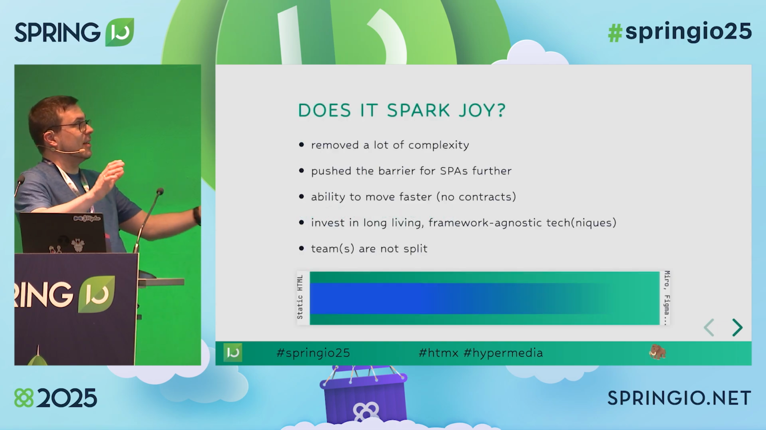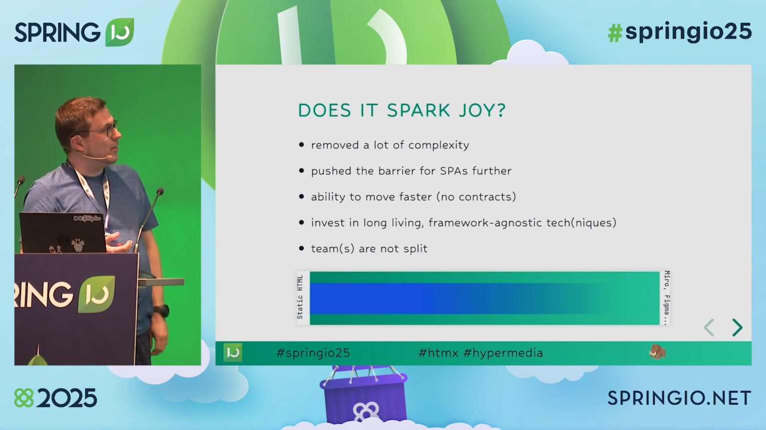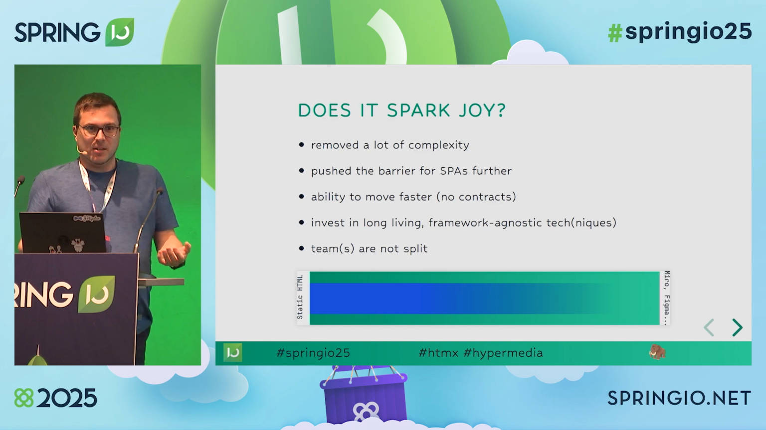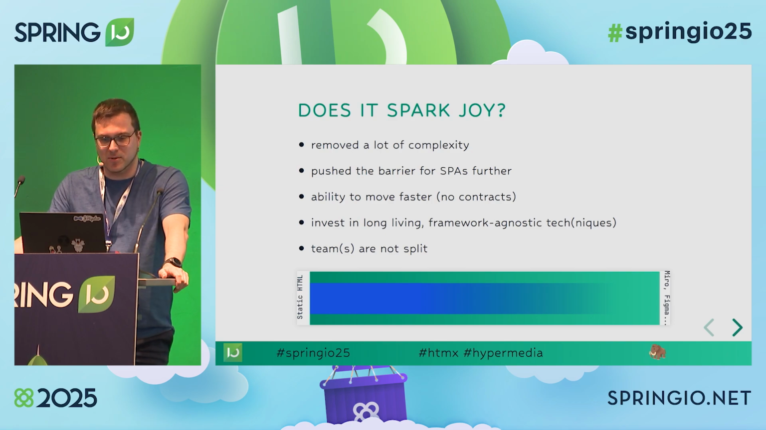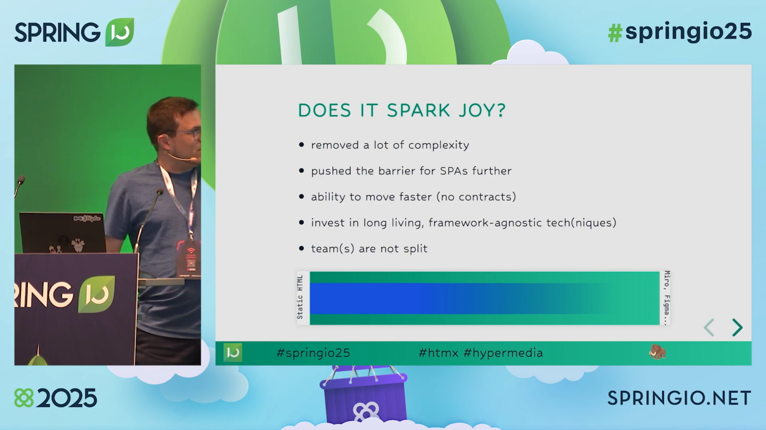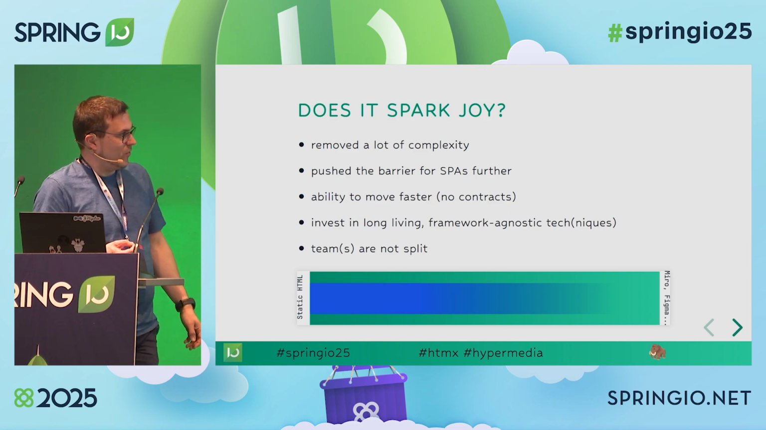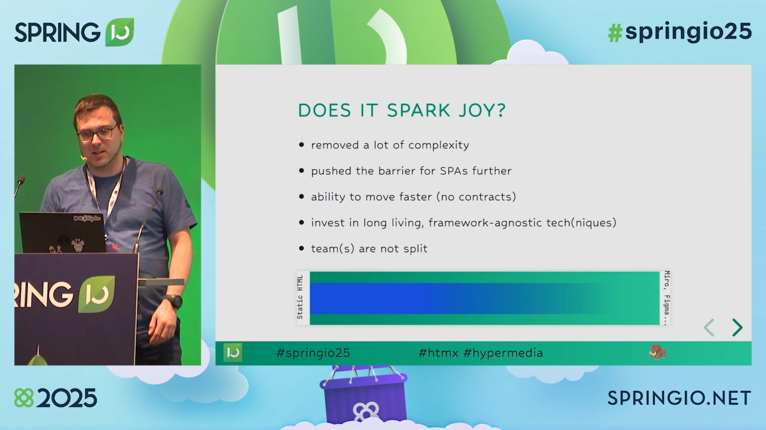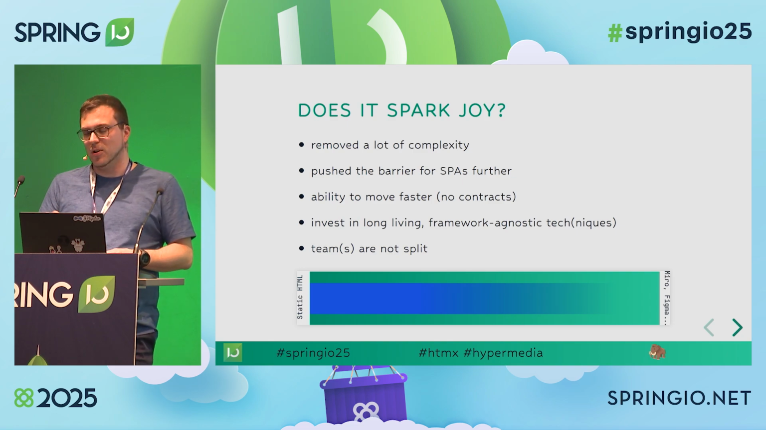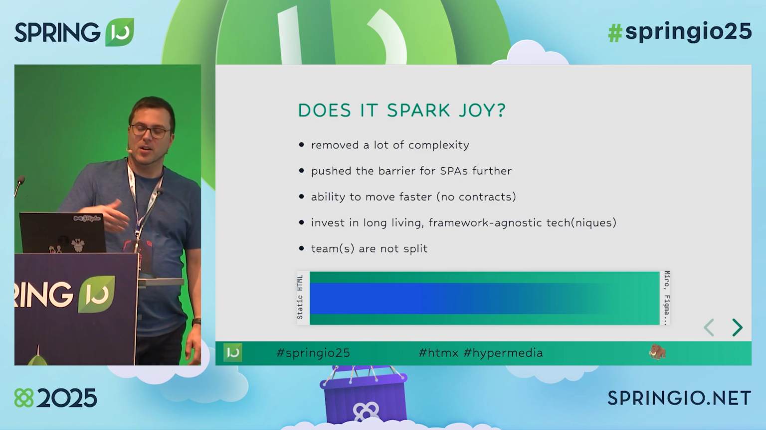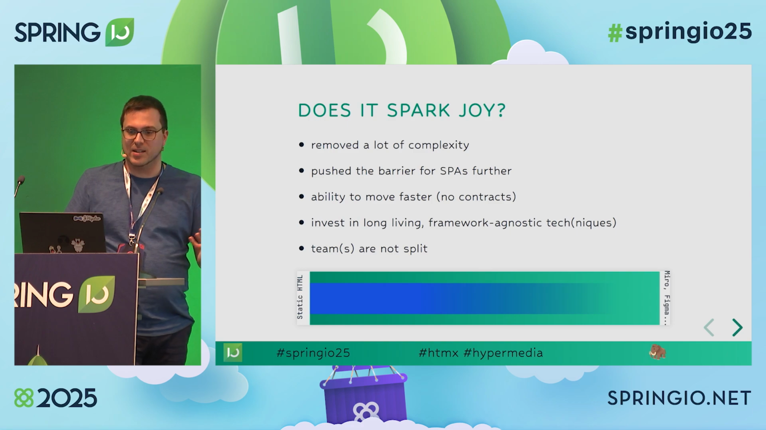So, conclusion. Does it spark joy? Yes, I would say so. What have we achieved? We removed a lot of complexity, right? We have just kicked out the whole Node.js stack for our use case. And we have pushed this barrier for single-page applications or full-stack JavaScript further to the right. So if we need dynamic interactions with the form, or we need to load something, we can use this approach instead of shifting to a single-page application, which would change the whole architecture of our application.